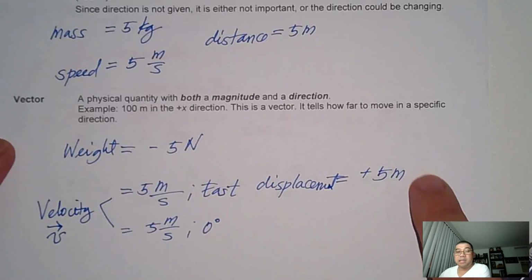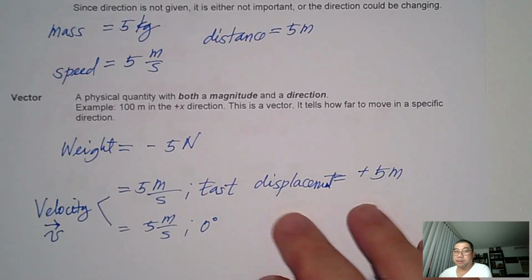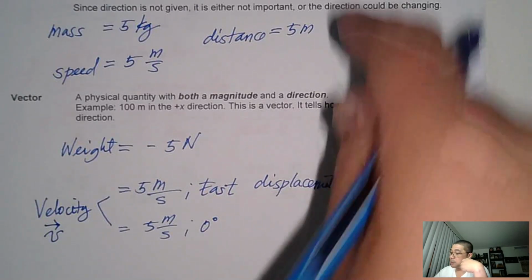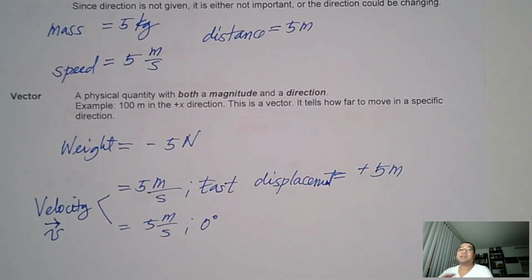Last but not least, displacement. Sometimes the displacement is 0. The units with the direction change everything. So that's why we need to be careful.